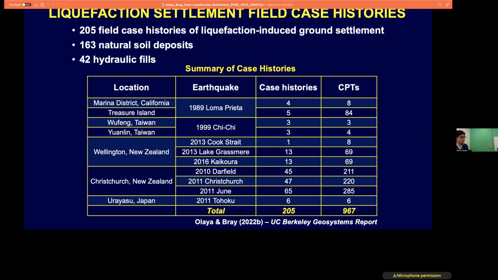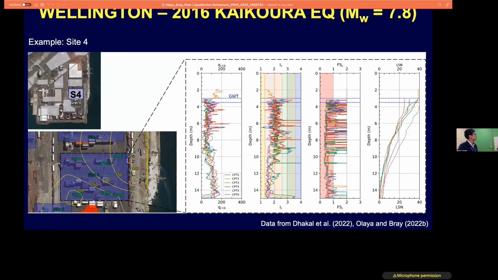One important thing here is that to be able to develop a case history, we need pre and post earthquake ground elevation information because we need to calculate what was the settlement after the earthquake. And that's where the Christchurch earthquake, the series of earthquakes, provided a lot of information for us. About 3/4 of our database comes from the Christchurch event. So that's something again to have in mind.